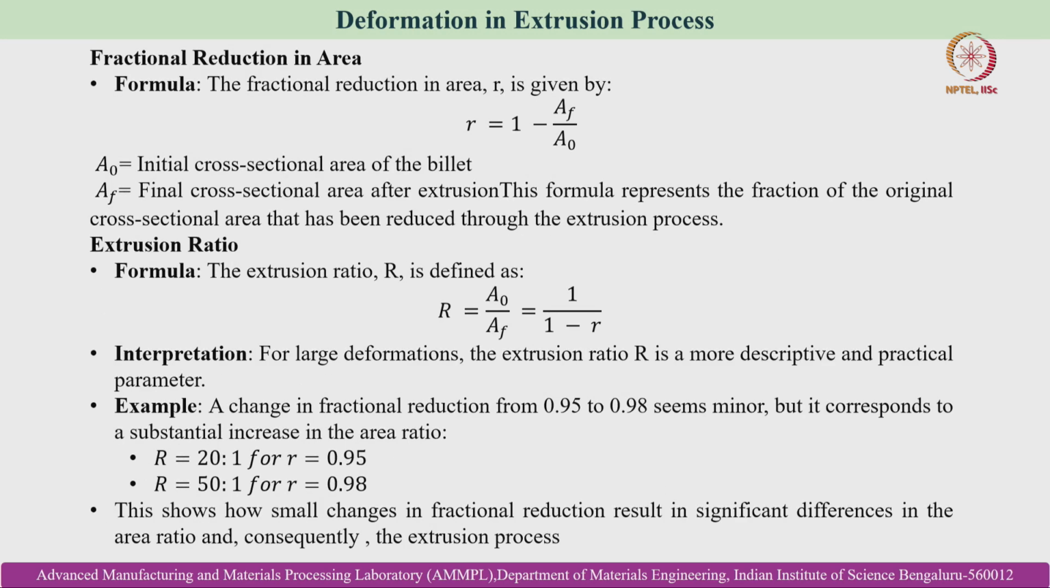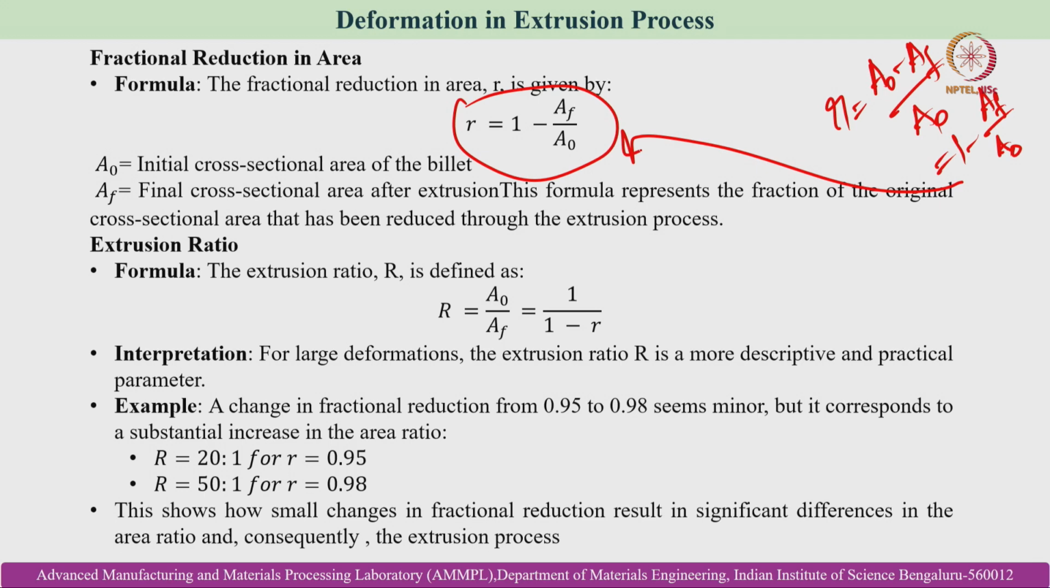Okay. So, the fractional reduction in area. This is the formulation that we have discussed earlier also. So, r is nothing but the reduction ratio, that is (A0 minus AF) by A0, where A0 is the initial area and AF is the final area, which becomes equal to 1 minus AF by A0. So, that is what r is, as shown here.